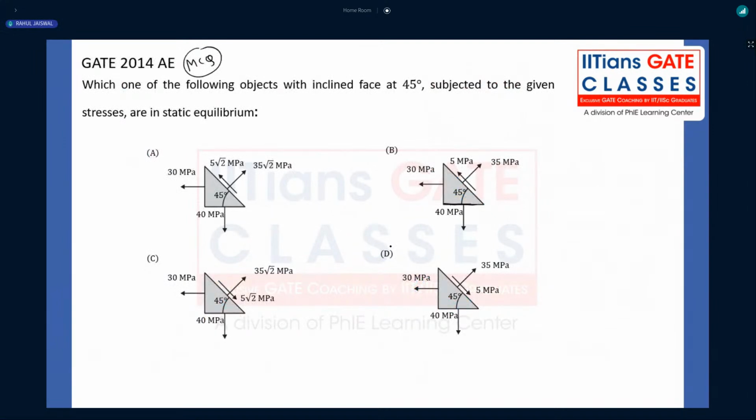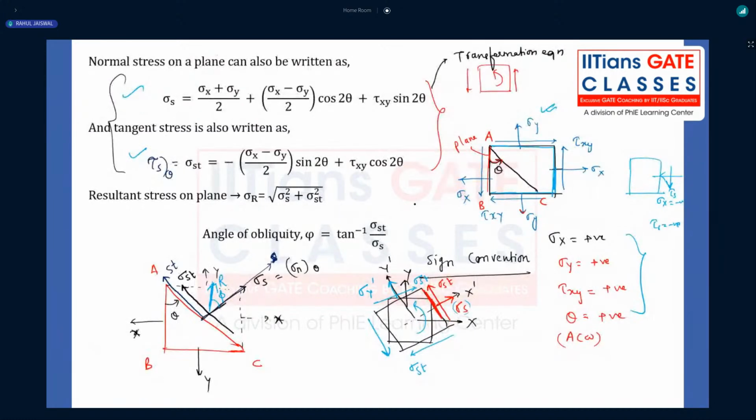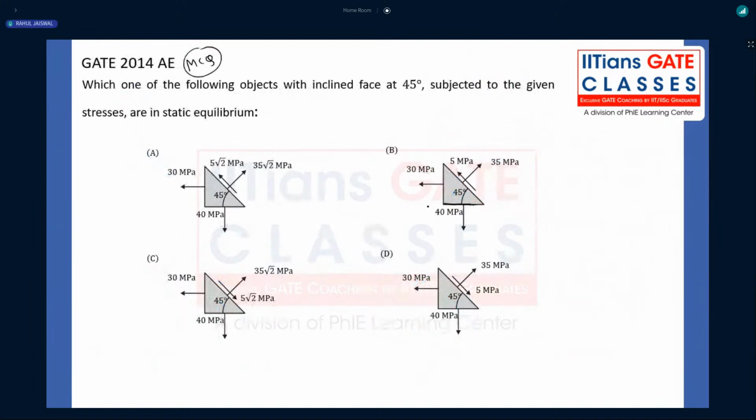That means whichever options satisfy these two equations, that will be our answer. Now, that will be time consuming, satisfying each and everything by putting into the formulas. So directly we will be calculating sigma theta, for a given state of stress. What is the formula we have? Sigma x plus sigma y by 2, plus sigma x minus sigma y by 2 cos 2 theta, plus tau xy sin 2 theta.